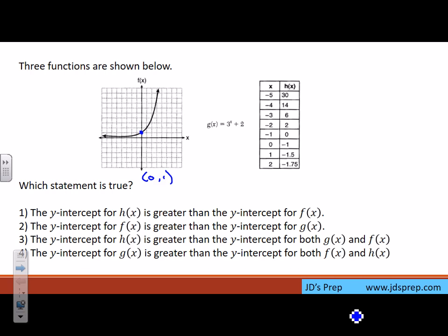If our function is given as an equation, in order to find the y-intercept, we need to plug in x equals 0. So we're trying to find g of 0, which is 3 to the 0 plus 2. 3 to the 0 is just 1, so that will be 1 plus 2, which is 3. So the y-intercept for g of x is (0, 3).